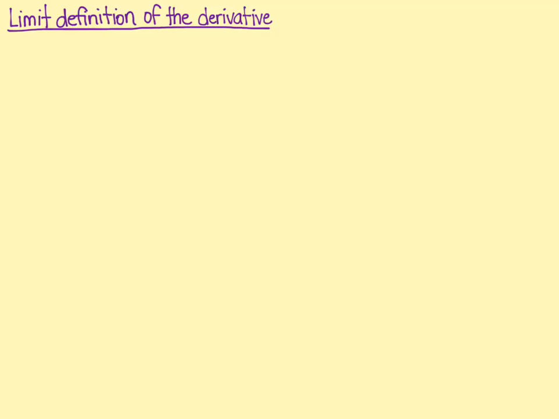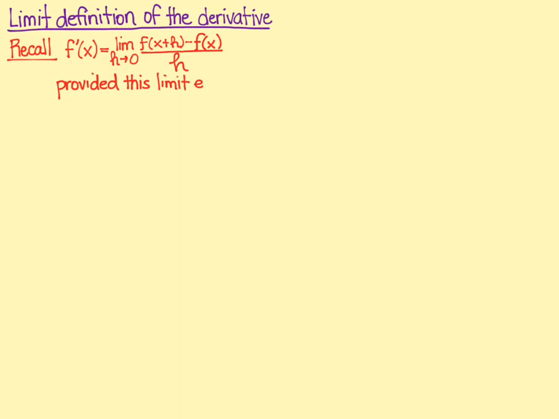The following video is on the limit definition of the derivative. Recall that f prime of x equals the limit as h goes to 0 of f of x plus h minus f of x over h, provided this limit exists. So let's do some examples of this. If the function f of x is 2x squared, let's try to find the derivative f prime of x.